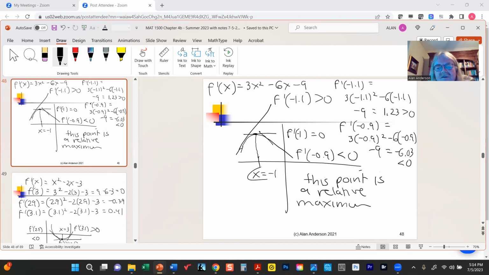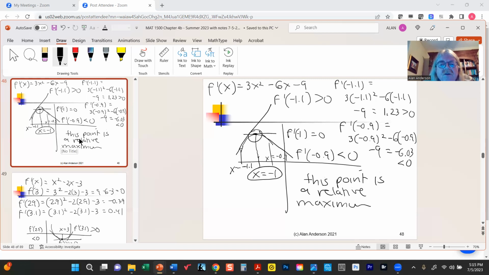Right here, we have a slope of 0. Just to the left of that, we have a positive slope. And just to the right of that, we have a negative slope. And that tells us that this is a maximum. Now, we don't know just yet if it's a relative maximum or a global maximum, but we do know that it's a maximum.